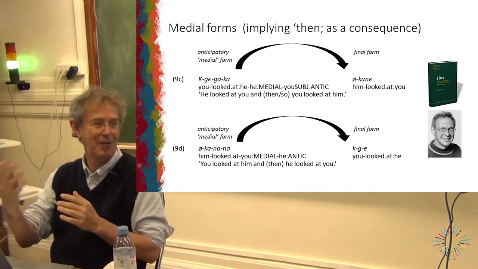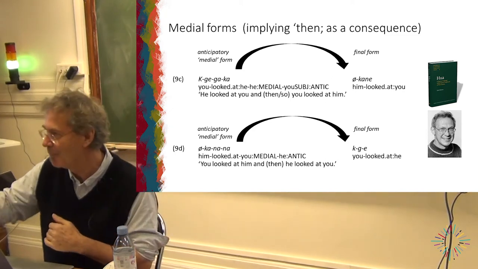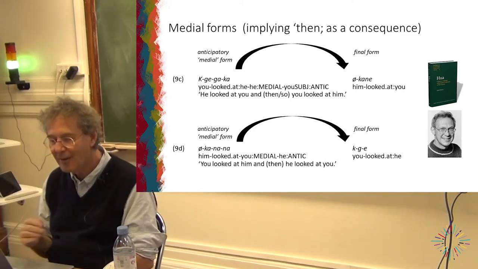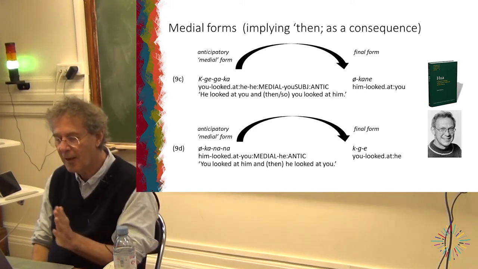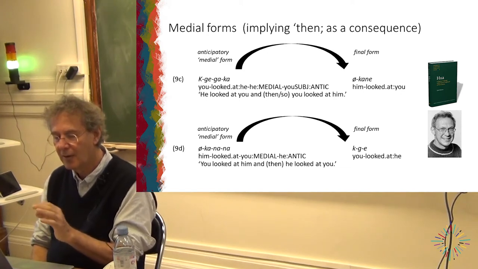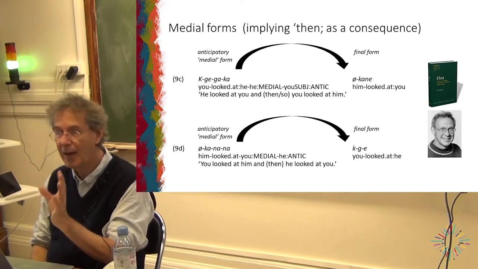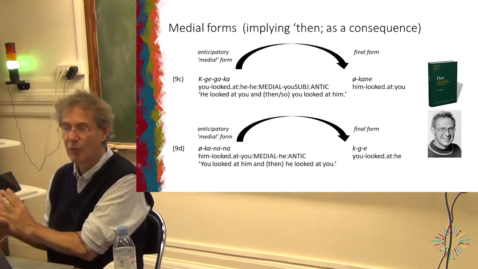So it's sort of like spoiler alert language, where it tells you a bit about what's going to happen in the next clause. And then in 9D, turning it back around the other way, you looked at him, and then he looked at you. So you've got kanana, him, you looked at; he, in the medial form, is coming up as the subject of the next clause, and then kage, you looked at him.